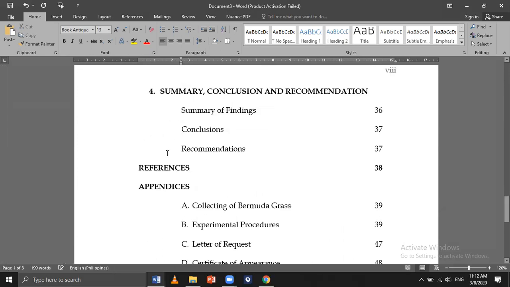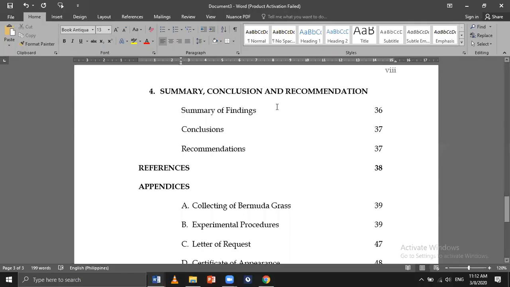The next one is the fourth chapter, the summary. In the summary, conclusion, and recommendation, you can just summarize your findings, your conclusion, and your recommendations. We will be talking about this in the next videos.